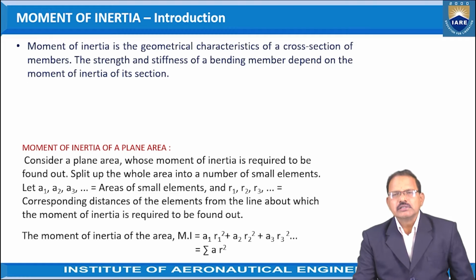Now the total moment of inertia of that area of the cross section is equal to the sum of the moments of inertia possessed by all the elements. The moment of inertia is given by area multiplied by the square of the distance. So the moment of inertia of the whole section is equal to A1 R1 square plus A2 R2 square plus A3 R3 square and so on. The summation can be represented as sigma of A R square. This represents the moment of inertia of the plane area.